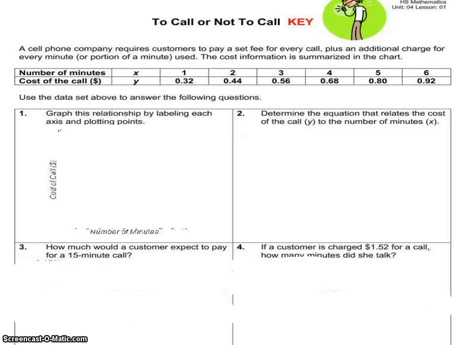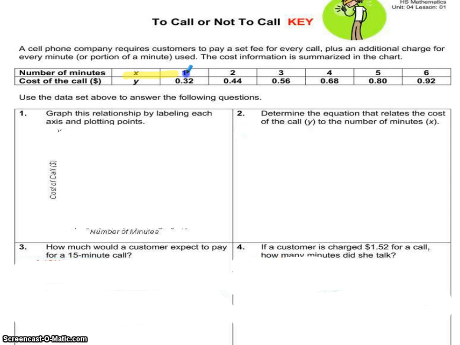Okay, class, today we're going to be doing To Call or Not to Call. Now, a cell phone company requires customers to pay a set fee for every call, plus an additional charge for every minute or portion of a minute that they use. Now, the cost information is summarized in the chart below.